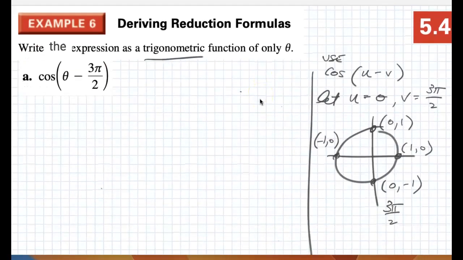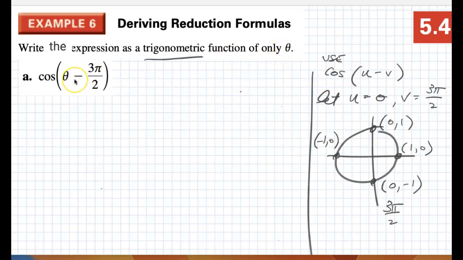Example 6 has 2 parts. Okay, so these are something known as reduction formulas. So if someone for some reason had cos of some theta minus 3 pi over 2, we can use our cofunction identity, once again the cos of a difference, to make a simpler formula. So that's really what you're doing here. So go ahead and give that a try. Write that expression as a function of only theta.